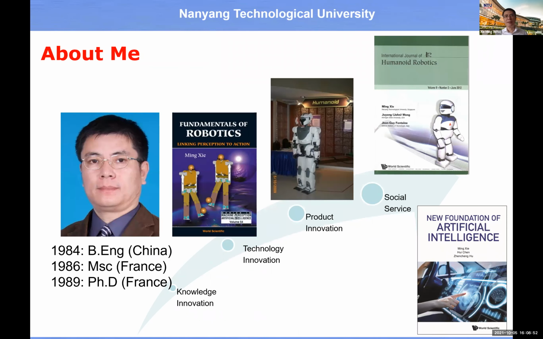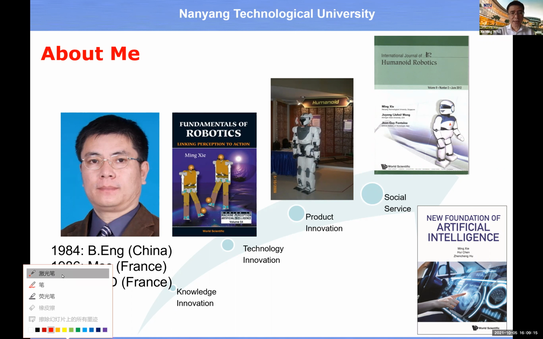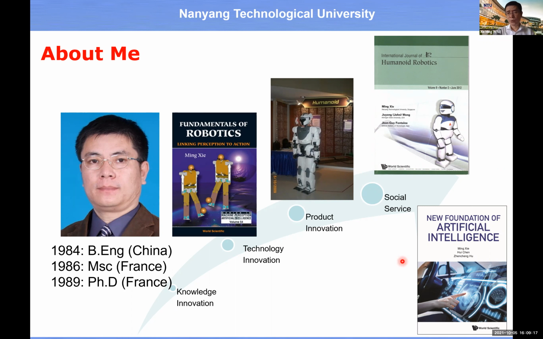My name is Xianin. I did my first degree in China, and subsequently I obtained my master and PhD degrees in France. This slide shows you some of my achievements. In particular, this year I have published this book, which is about the new foundation of artificial intelligence. And you also know that I'm the editor-in-chief of the International Journal of Humanoid Robotics.